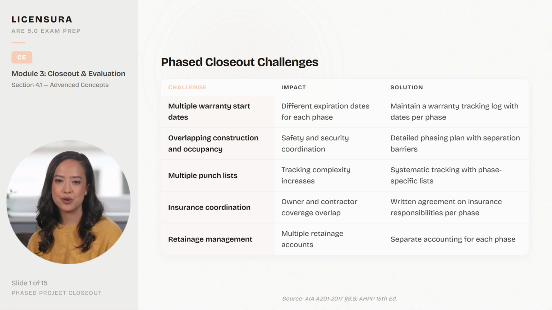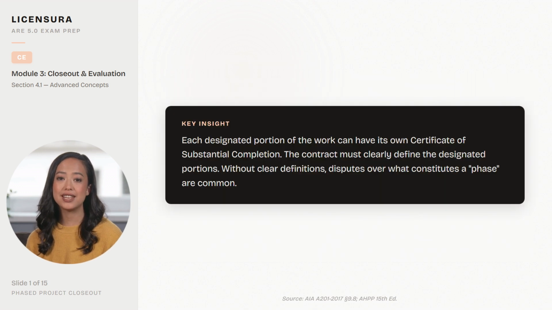Systems that span multiple phases may not be fully commissioned until the final phase is complete, creating gaps in warranty coverage. Here's the key insight. Each designated portion of the work can have its own certificate of substantial completion. The contract must clearly define the designated portions. Without clear definitions, disputes over what constitutes a phase are common.